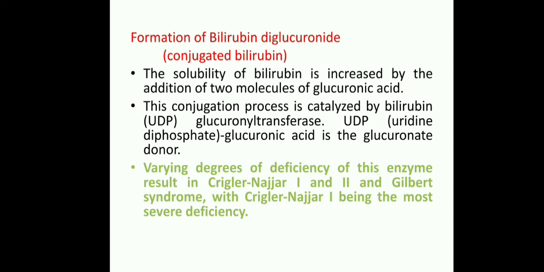So what happens? A varying degree of deficiency of the enzyme results in Crigler-Najjar 1 and 2, and Gilbert syndrome, with Crigler-Najjar 1 being the most severe deficiency. Because of this enzyme deficiency, the child suffers from unconjugated bilirubin, so it won't be converted. This is about the formation of conjugated bilirubin.